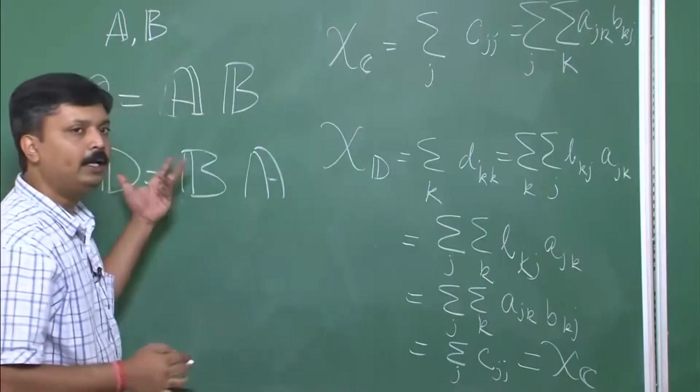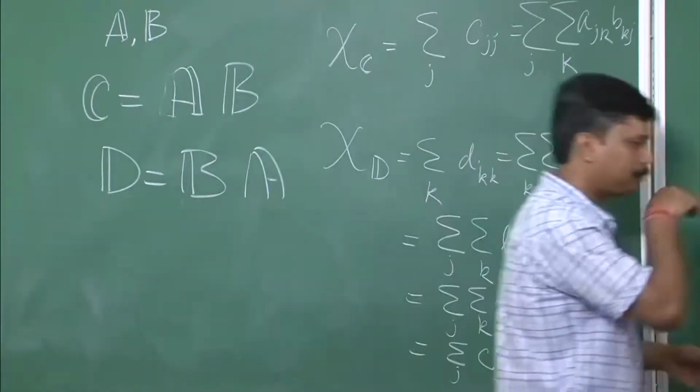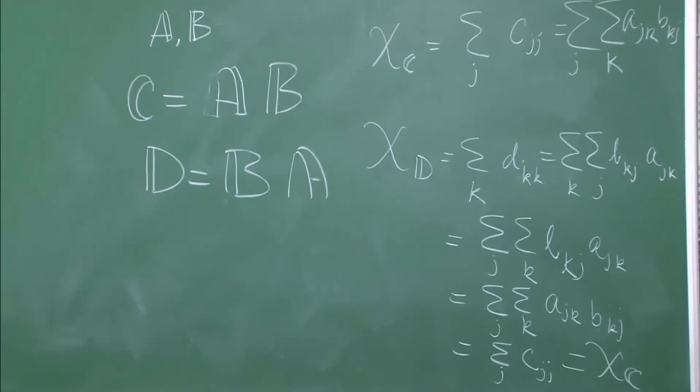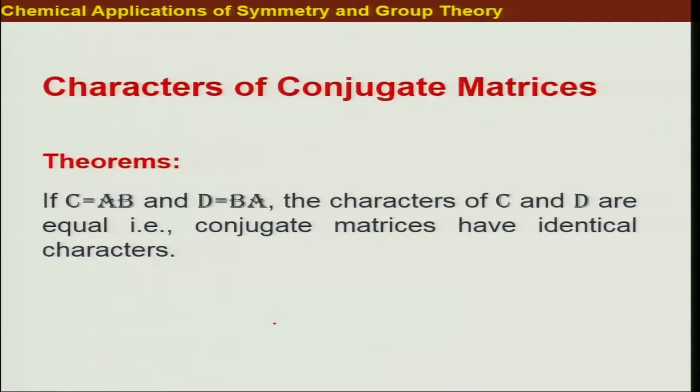So thereby I can see that conjugate matrices will have identical characters. Okay. So we will stop here and we will start again in the following class. Thank you very much for your attention.